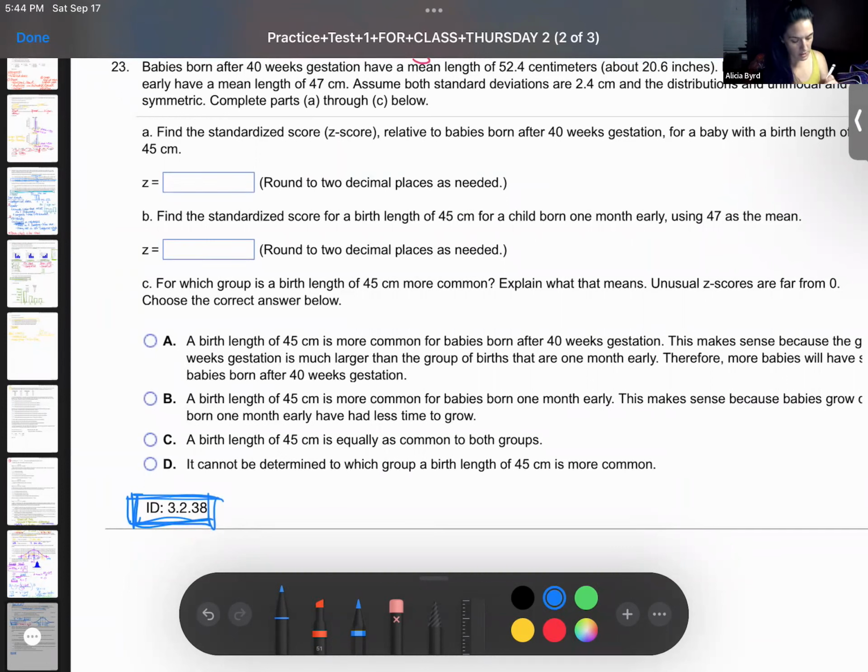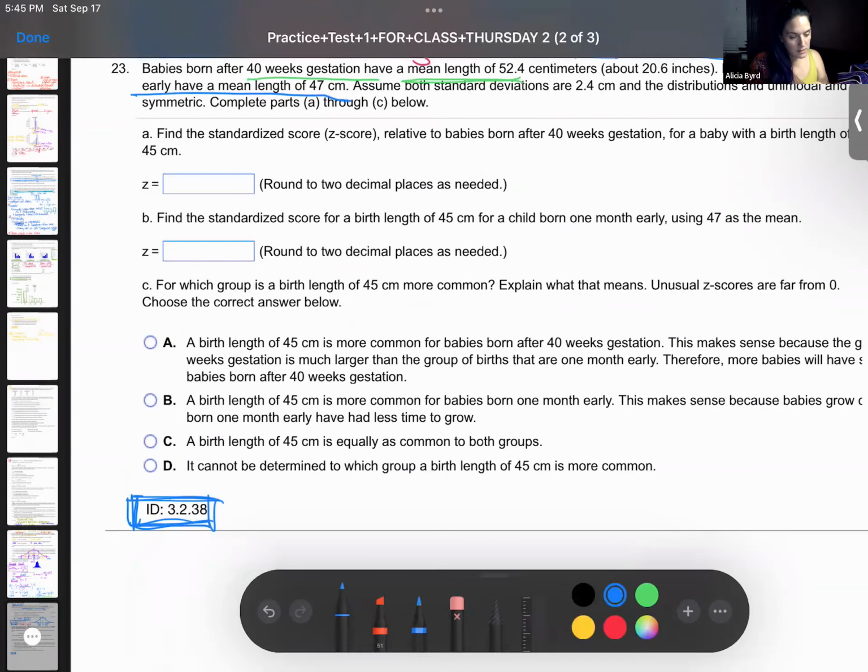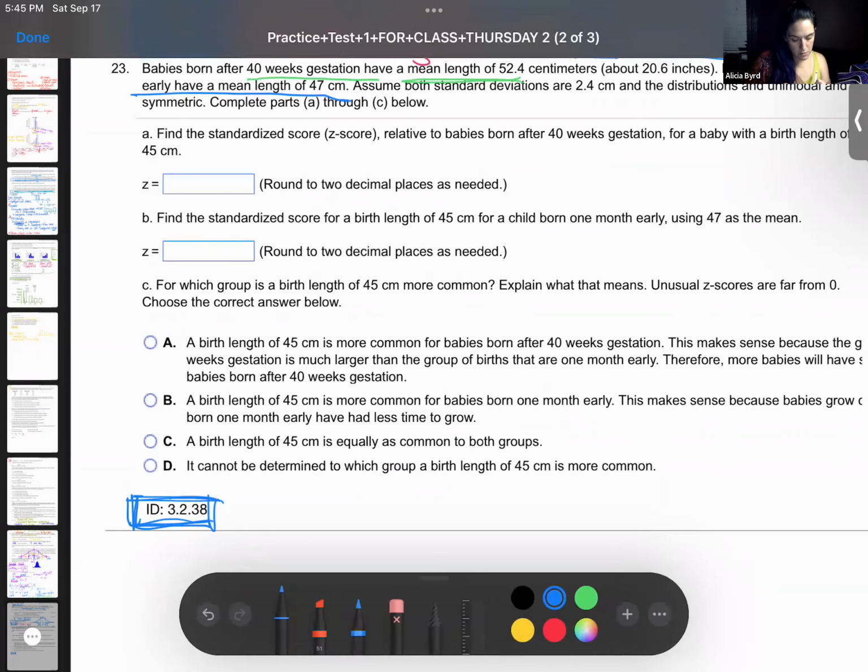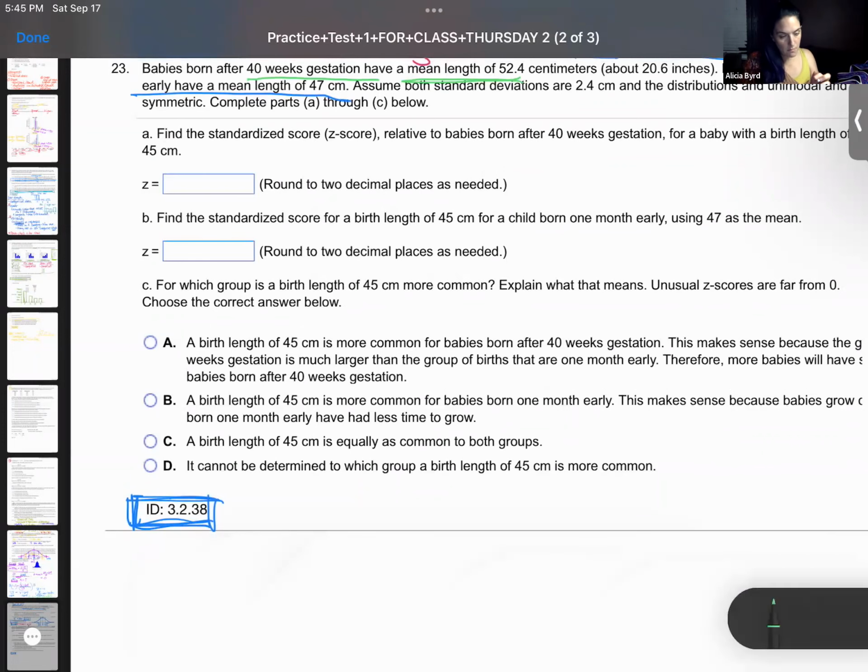So there are actually two different categories in this data. Babies born after 40 weeks of gestation have a mean length of 52.4 centimeters. Okay, so that's one piece of data we've been given. Babies born 1 month early have a mean length of 47 centimeters. And that makes sense, right? Because if the gestation period is 40 weeks, a normal gestation, I'm assuming, would be the 40 weeks.